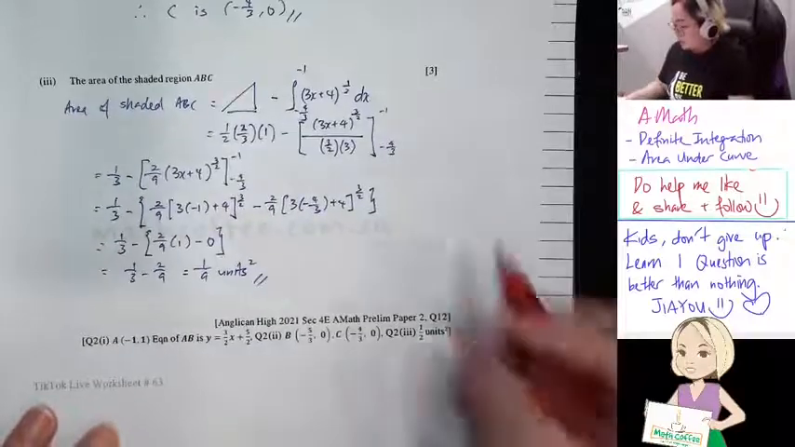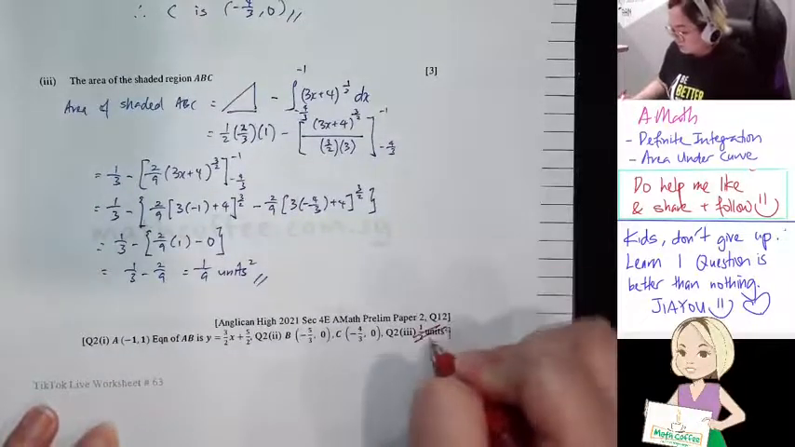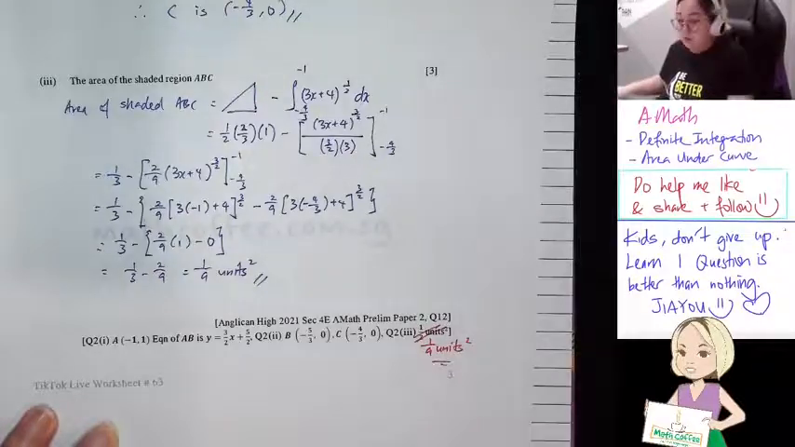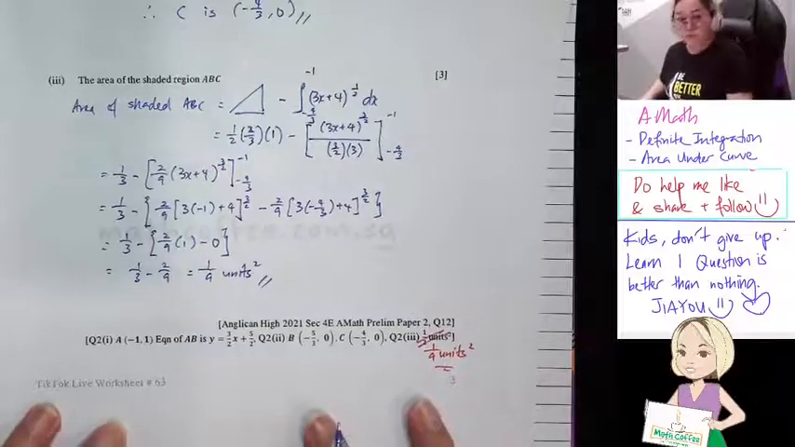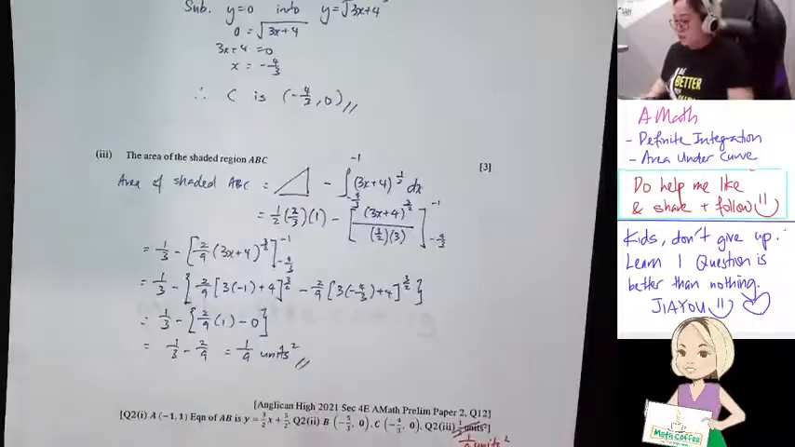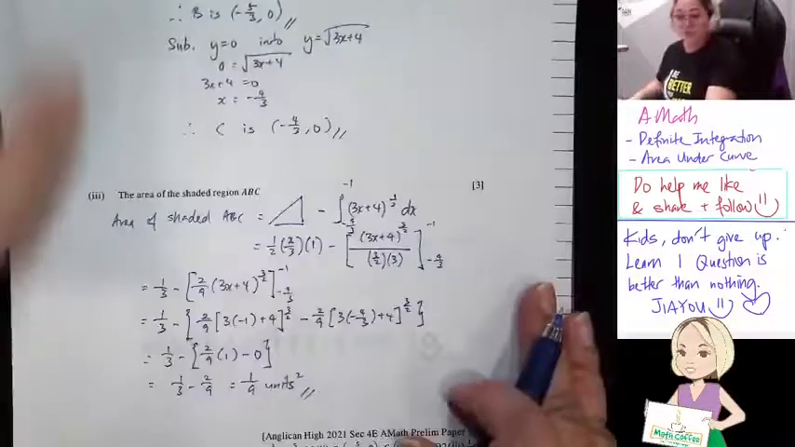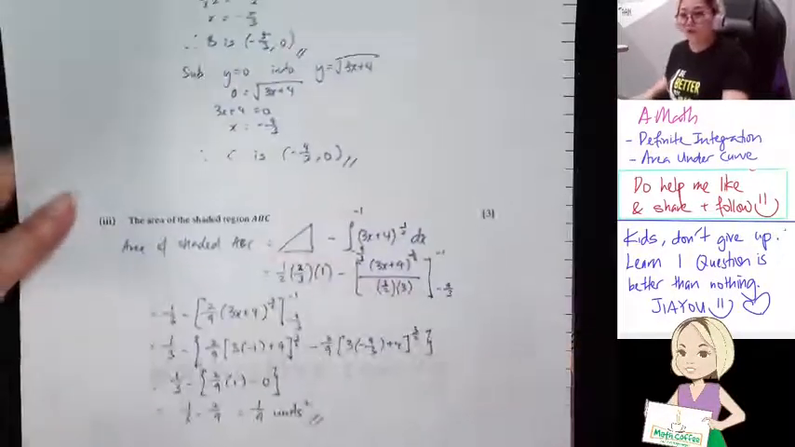Okay. Sam, take note. This one the answer is wrong. This is 1/9. I have already checked. Okay, this is 1 over 9 unit square. Okay, so this is how you do this question. This question just has to be done very carefully with all the negatives and brackets.